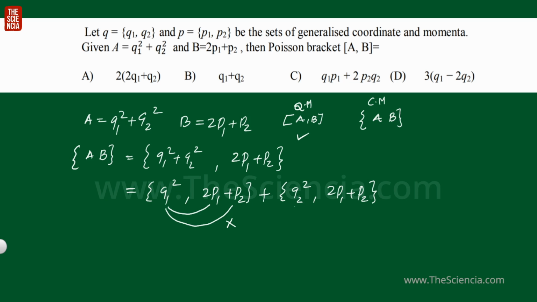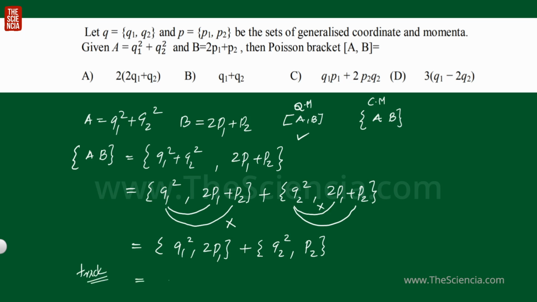And here also the bracket of q2 and p1 will be equal to 0, because q2 and p1 are not conjugate to each other. But for q2 and p2 we get some value. So we can simplify this equation, that is the Poisson bracket of q1 square, comma 2p1, plus the Poisson bracket of q2 square, comma p2. Now we can apply our trick, that is equal to 2 into 2q1 into the Poisson bracket of q1, p1, that is 1, plus 2q2 into the Poisson bracket of q2, p2, that is 1. So what we get? This is equal to 2 into (2q1 plus q2), that is option A.